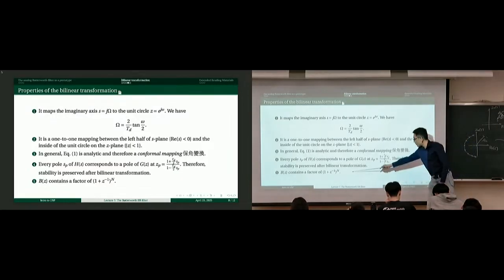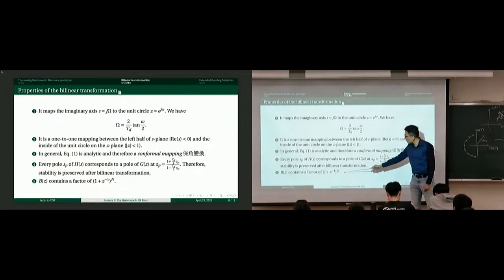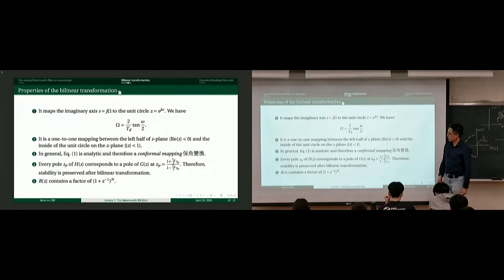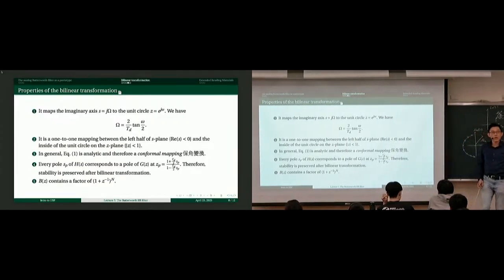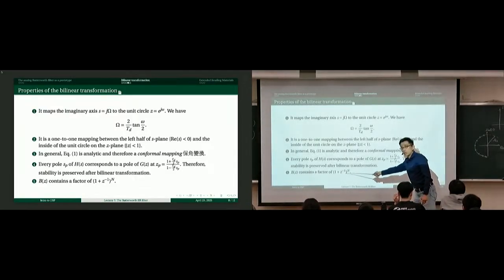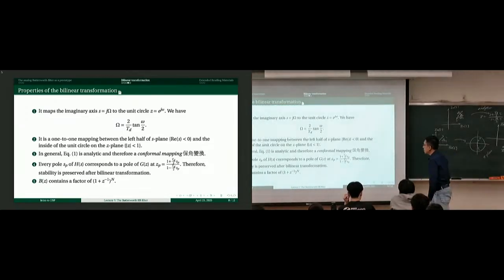And then finally, we have shown that, because of that kind of tedious work, B of Z will contain a factor of 1 plus Z inverse to the nth power in the numerator. In other words, we have the case of a multiple root of B of Z. B of Z basically will be exactly 1 plus Z inverse to the nth power.